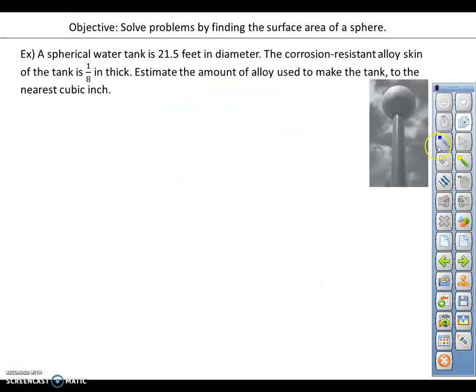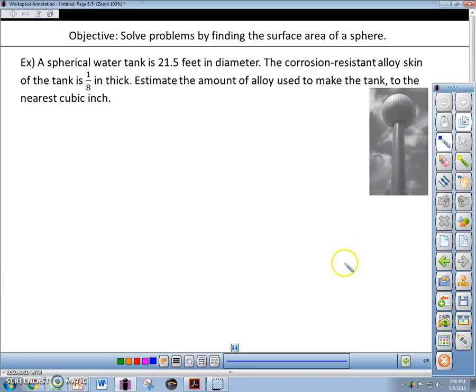All right, let's look at this one. So here it says a spherical water tank is 21.5 feet in diameter. The corrosion-resistant alloy skin of the tank is 1/8 inch thick. Estimate the amount of alloy used to make the tank to the nearest cubic inch. So this one's a little different. Notice it says cubic inch. That's a volume quantity. So what this is saying is that if we were to peel off the skin of this water tank and flatten it out, we want to know what the quantity of that is, in cubic inches. So we need its area, and then we take its area.